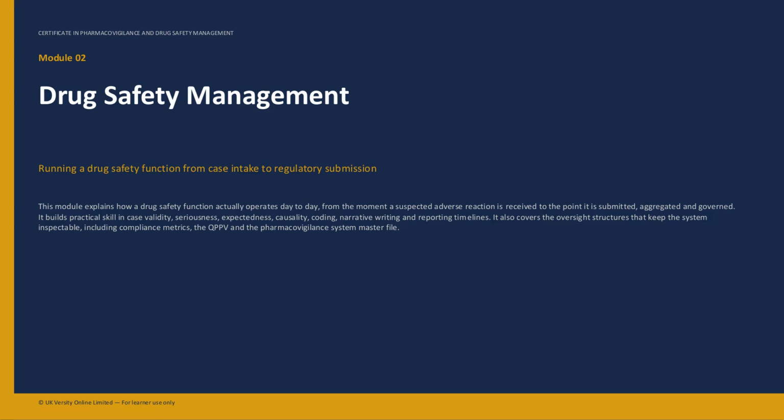This module, Drug Safety Management, explains how a drug safety function actually operates day to day, from the moment a suspected adverse reaction is received to the point it is submitted, aggregated, and governed. It builds practical skill in case validity, seriousness, expectedness, causality, coding, narrative writing, and reporting timelines.